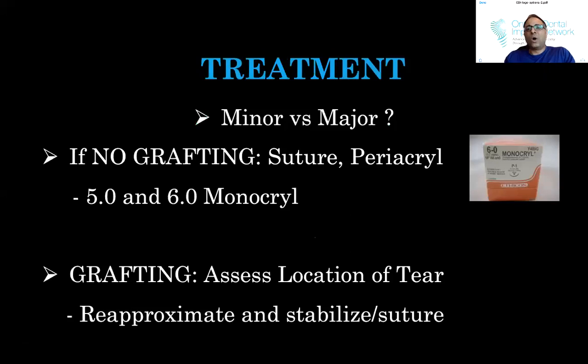So how do we treat this? If you have a flap tear, what do you do? First of all, don't get it in the first place. Second of all, if you don't have any grafting involved, so there's no real bone grafting or huge grafting membranes, then you can just try to suture it. If it reapproximates by the flap itself and it's sitting there properly, then you don't need to do a whole lot.